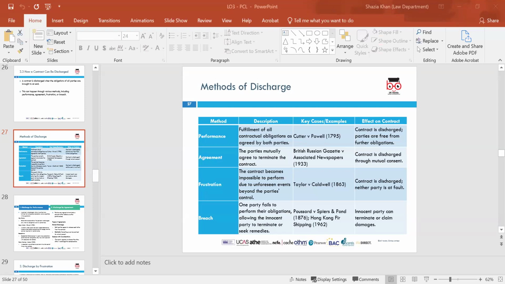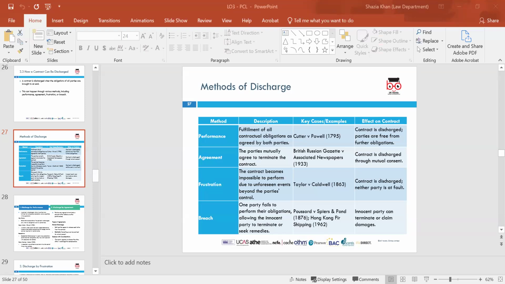The next one is through frustration. Frustration is when unforeseen circumstances make it impossible to perform the contract, such as a natural disaster or a significant change in law. The contract can be discharged due to frustration, and that's the case of Taylor v Caldwell, 1863. And the effect on the contract is that it is discharged, neither party is at fault.